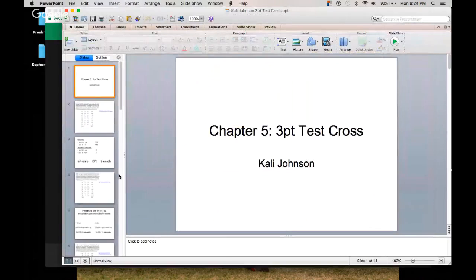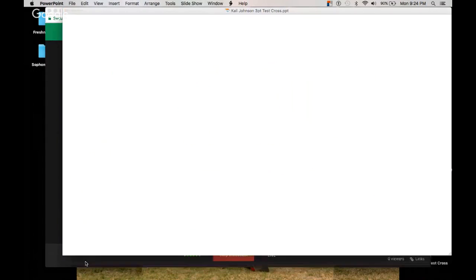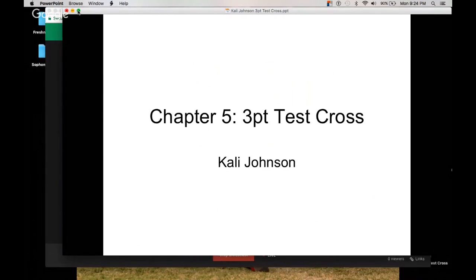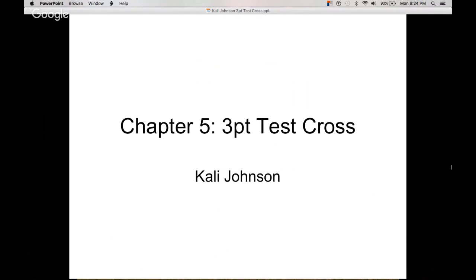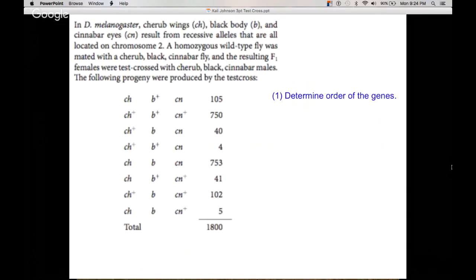My name is Kaylee Johnson, and this is my Chapter 5 3-point test cross. The problem is, cherub wings, black body, and cinnabar eyes result from recessive alleles that are all located on chromosome 2. A homozygous wild-type fly was mated with a cherub black cinnabar fly, and the resulting F1 females were test crossed with the cherub black cinnabar males. The following progeny were produced by that test cross.